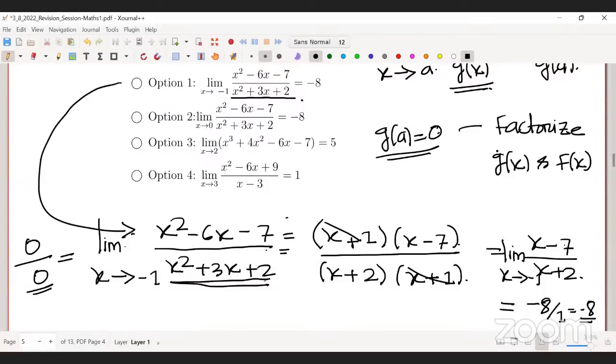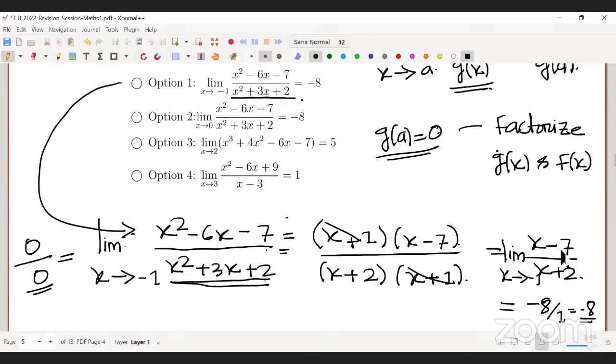Sir, can we use L'Hopital's rule? Derivatives will come later. Right now I'm talking about limits. Certainly you can apply L'Hopital's rule here. Undoubtedly you can apply L'Hopital's rule and get the answer.